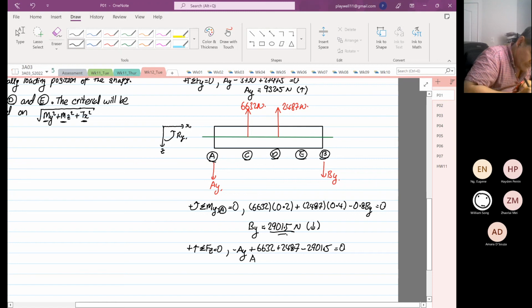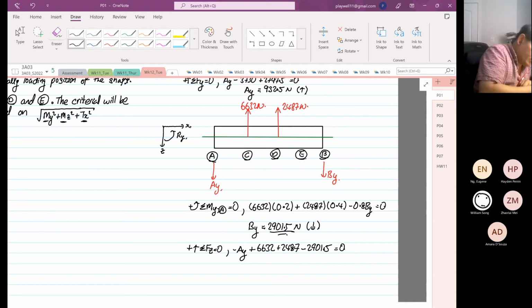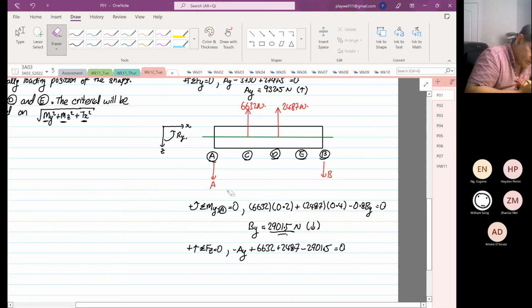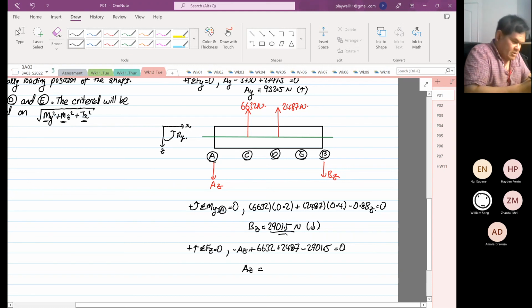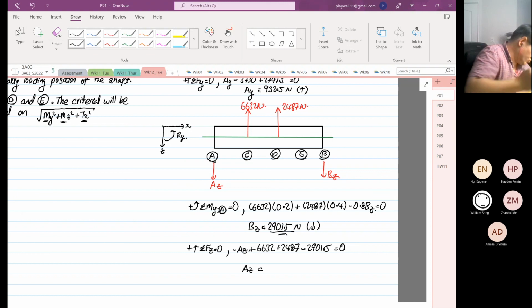So we have Ay. Sorry, this is not y. This is z. My apologies. Okay. So this is Az, Bz. Okay. All this I'm calculating is z, and we're calculating for Az. Okay. So Az will be equal to 6632 plus 2487 minus 2901.5 is equal to 6217.5.